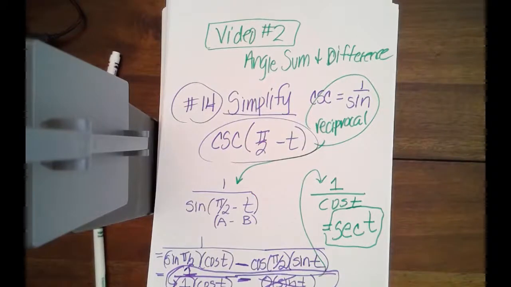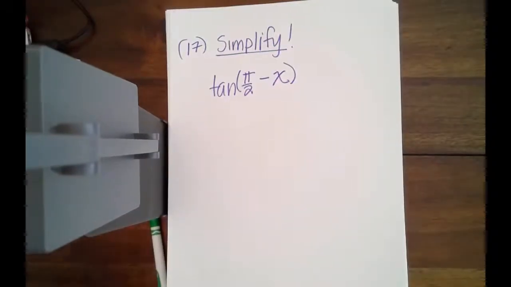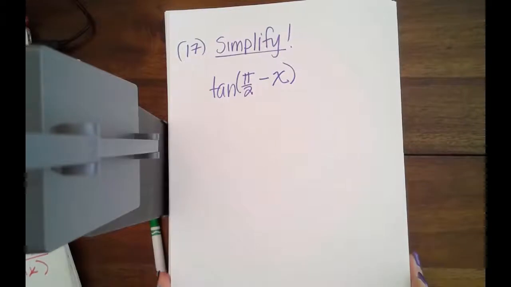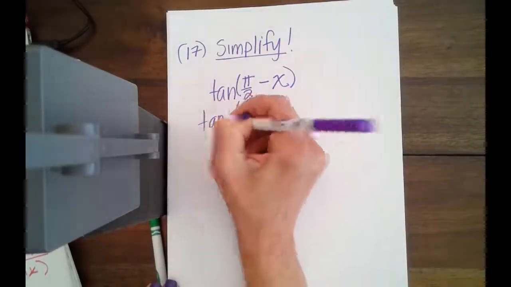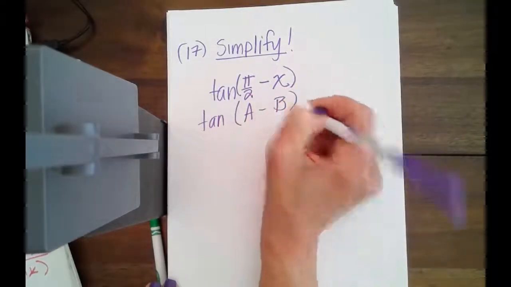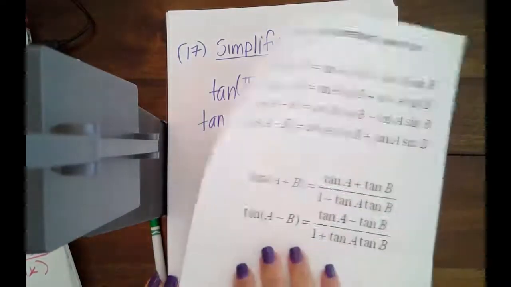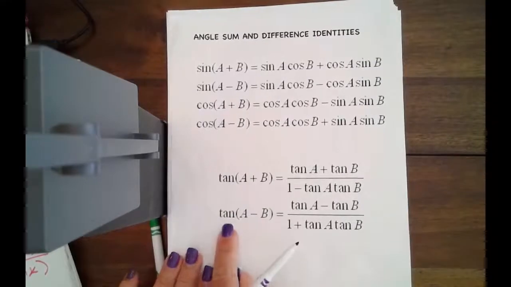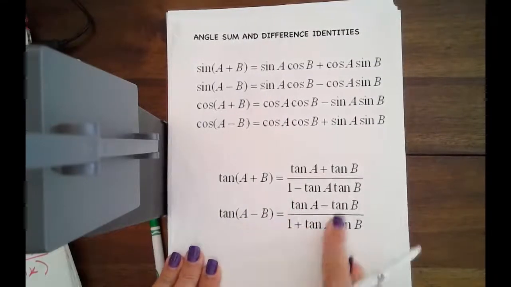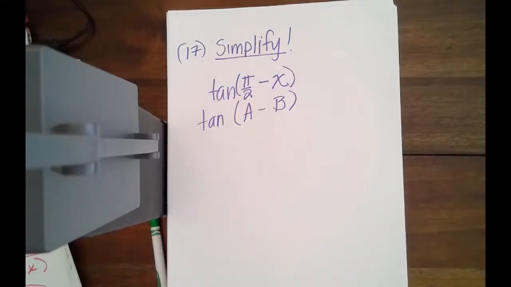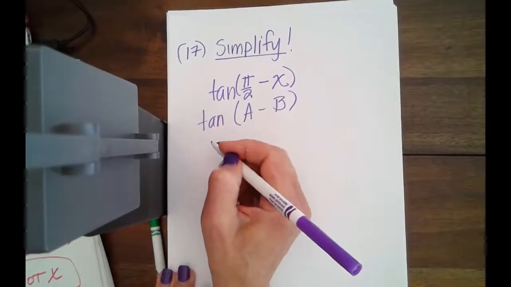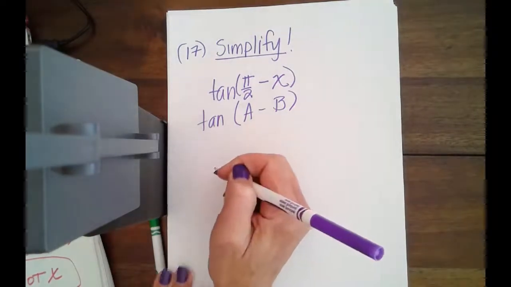All right, number 17 on your highlighted sheet. It says tangent of pi over 2 minus x. That's the same thing, a tangent of your alpha minus your beta angle. So that's going to lead us to the formula for tangent of alpha minus beta. We're just going to substitute in everything, replacing alpha and beta with pi over 2 and x respectively. So we're going to write this.